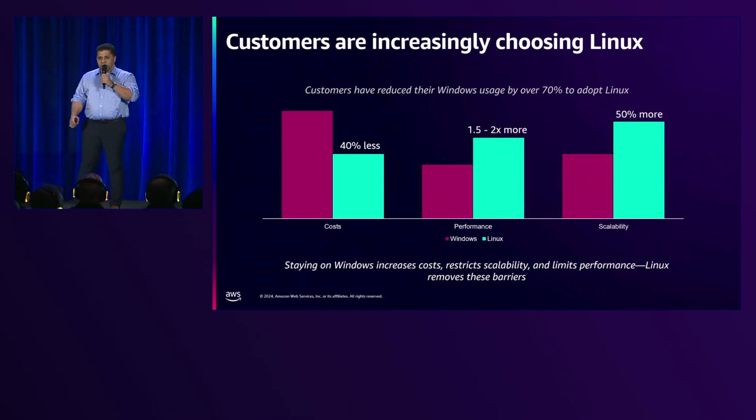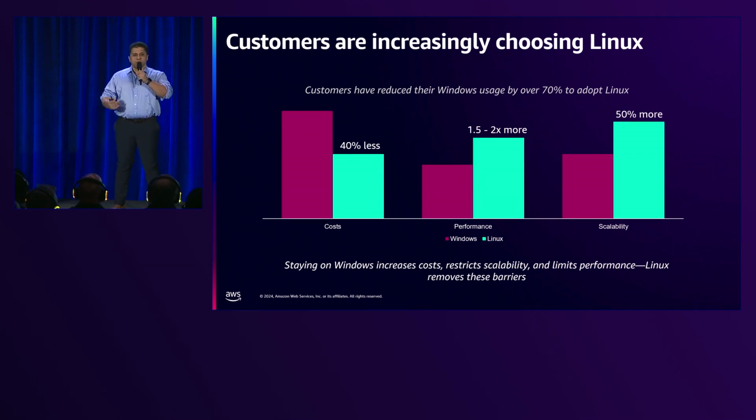And the next thing that customers look at is scalability. So if you think of transformation as a whole, once you move your applications and make them Linux ready, you want to break monoliths to microservices. You want to make them as scalable as possible and gain advantages in terms of developer productivity and rapid innovation to grow your businesses. And with these, we have seen even more urgency from customers to move from Windows to Linux. Customers, we have seen, have reduced their Windows usage by over 70% to adopt Linux.